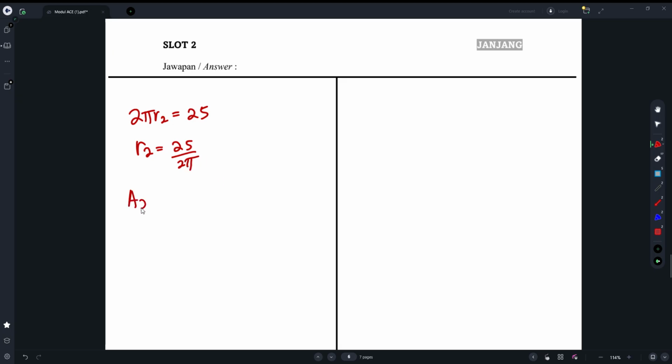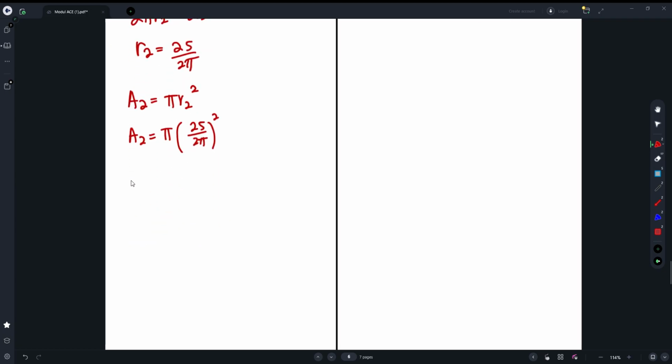Okay, and then my area 2 will be pi r2 square. So my area 2 will be pi multiplied by r2, which is 25 over 2 pi, square. As I continue, I'll realize that the answer is pi multiplied by 25 square, which is 625, over 2 pi when you square. Please take note, when you square, you have to square both the top and bottom. 2 pi when you square, you'll get 4 pi square. So as you simplify, you realize this pi and this pi will cancel off. You'll end up getting 625 over 4 pi.